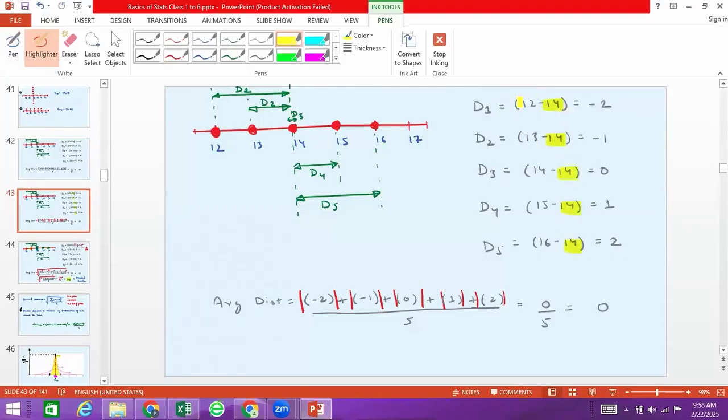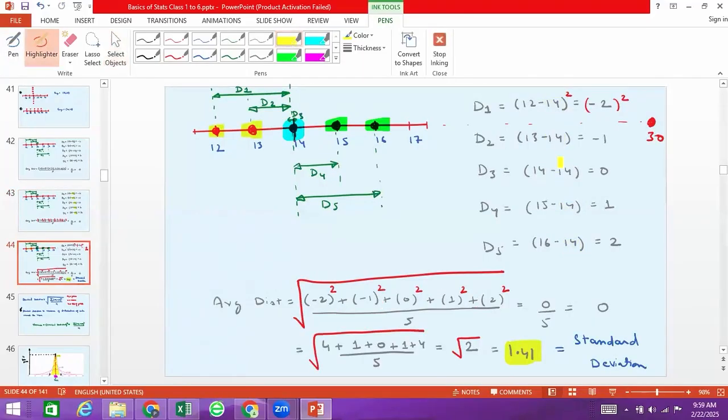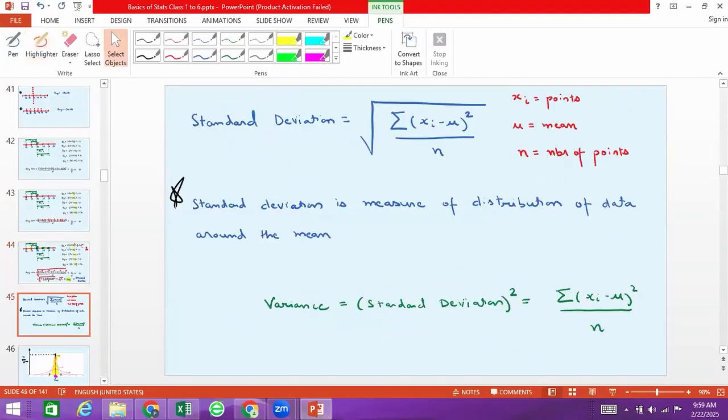So I have taken the difference of each point from the mean, took a square of it, then took an average of it, and then put a square root of it. That will give me the standard deviation. That is the formula of standard deviation. Approximately, you can just say how far points are on average from the mean is something we call standard deviation.